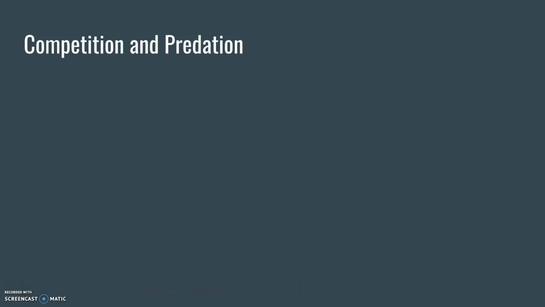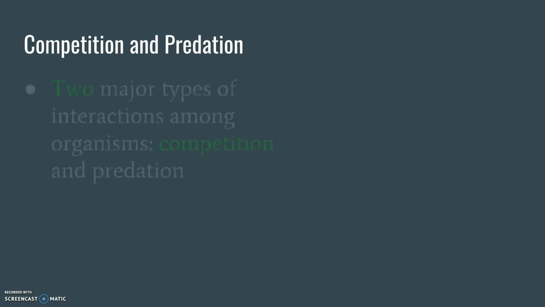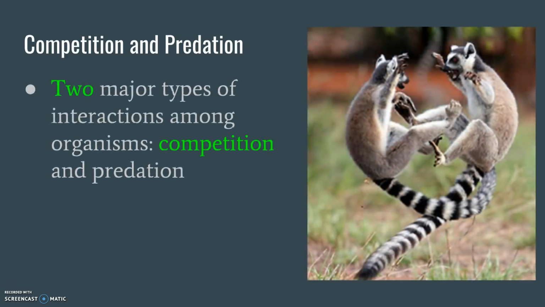Anyway, so we are continuing. We learned about energy roles: carnivore, omnivore, herbivore. Now we're talking about competition and predation. I think both of these are pretty obvious as well. So two major types of interactions exist among organisms, competition and predation.